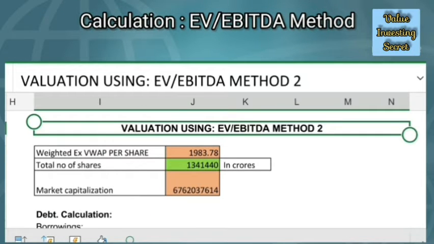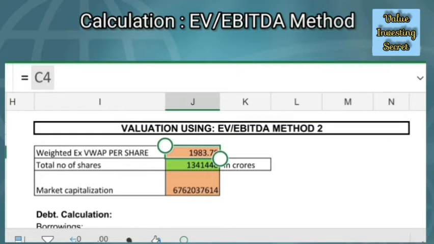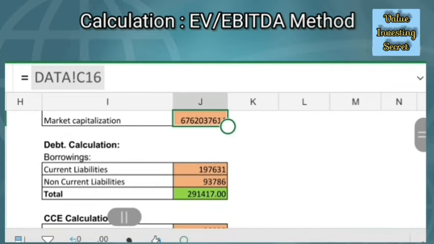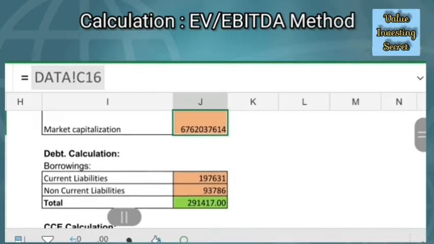Now I will do an EV by EBITDA method. To do this, we need XVWAP, that is exponential VWAP per share, which we have already calculated for the last method, and the total number of shares also we have. Then market capitalization is multiplication of these two factors.